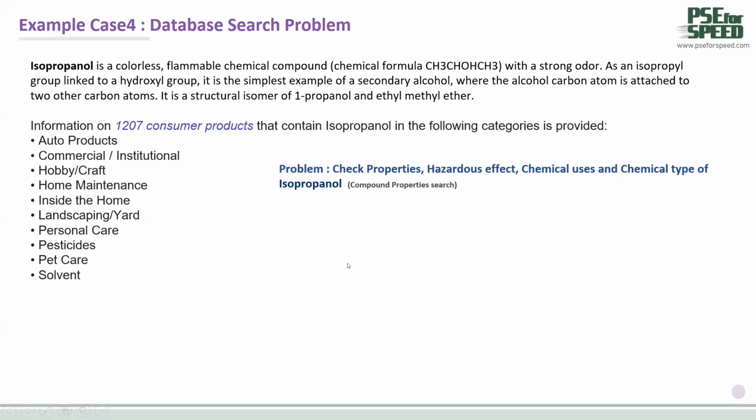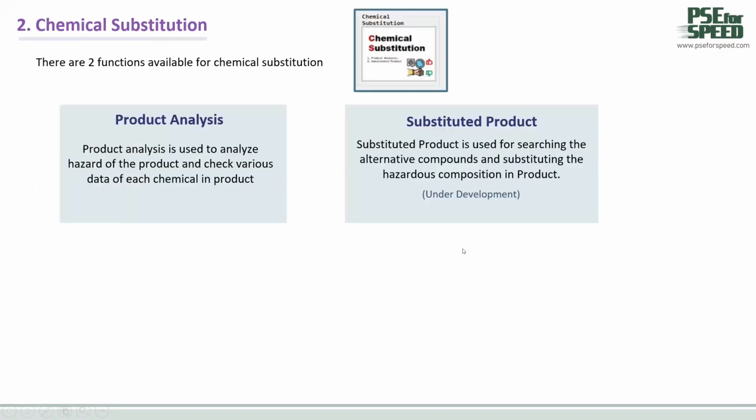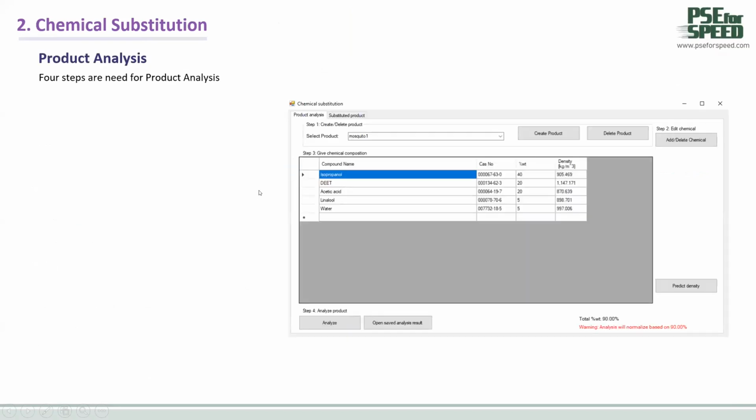Okay, go back to the presentation again. Next, I will go to the chemical substitution feature, which has two functions. In this one, there are two types, which are the product analysis and substitute product. In the product analysis, there are four steps here.